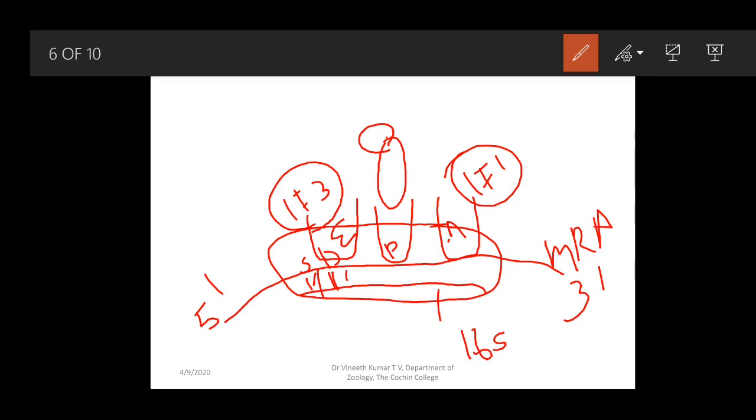IF2 GTP's function is that it aids in the attachment of the first tRNA to the P site, and IF1 facilitates the attachment of the 30S subunit to the mRNA, and also prevents the aminoacyl tRNA from entering a wrong position. So these are the functions of the three initiation factors, IF1, IF2 as well as IF3.